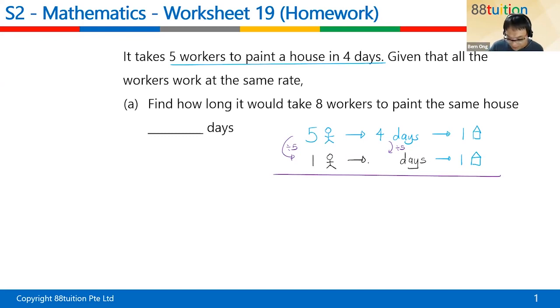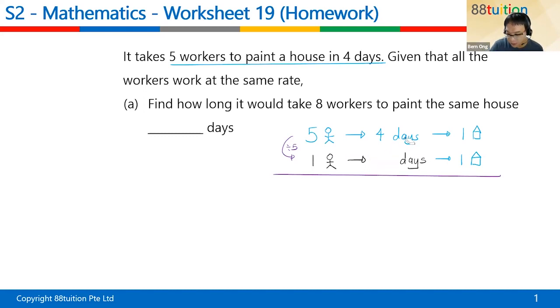That is 0.8 days. In that case, I would rather employ the 1 person. What for I employ 5 people? 5 people take 4 days, I rather employ that 1 person, 0.8 days can finish painting my house. Correct or not? Something wrong with the numbers? Yes, something wrong.